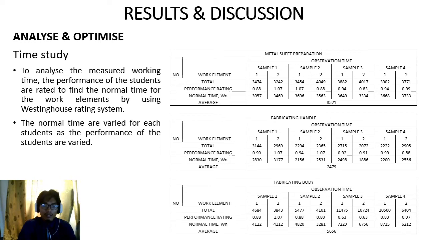Based on this table, the average normal time for metal sheet preparation is 3,521 seconds. For fabricating handle, 2,479 seconds. And the last one, for fabricating body, is 5,656 seconds. The normal times vary as they are calculated based on the performance of each student.